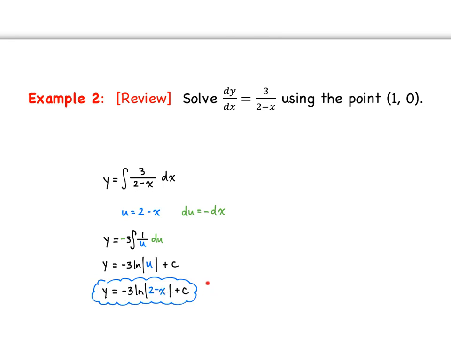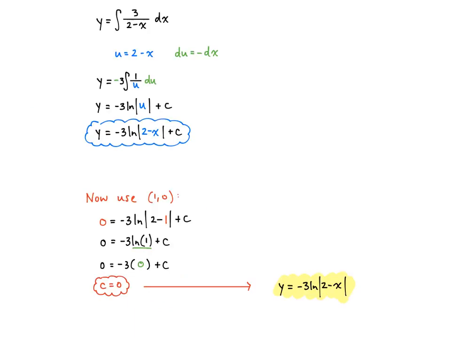But if we're asked to solve using the point (1, 0), we need to solve for that c value. So go ahead, finish the rest up. Using that point (1, 0), and plugging in 0 for y and 1 for x, don't forget that the natural log of 1 is really 0, so we end up getting c to be 0. The ultimate solution through that point (1, 0) is y is equal to negative 3 natural log of the absolute value of 2 minus x.